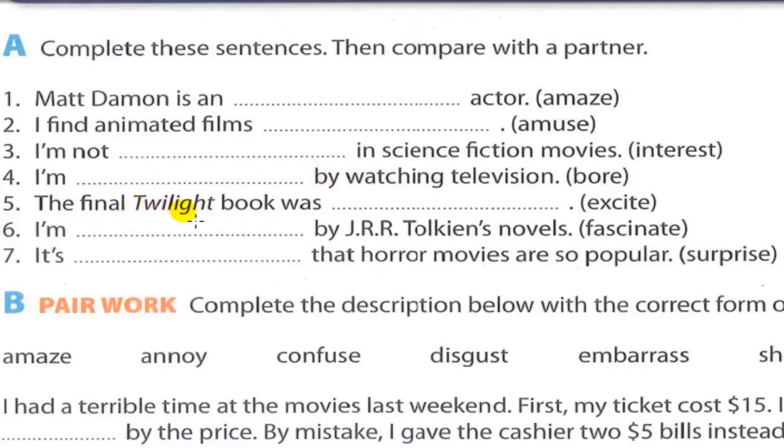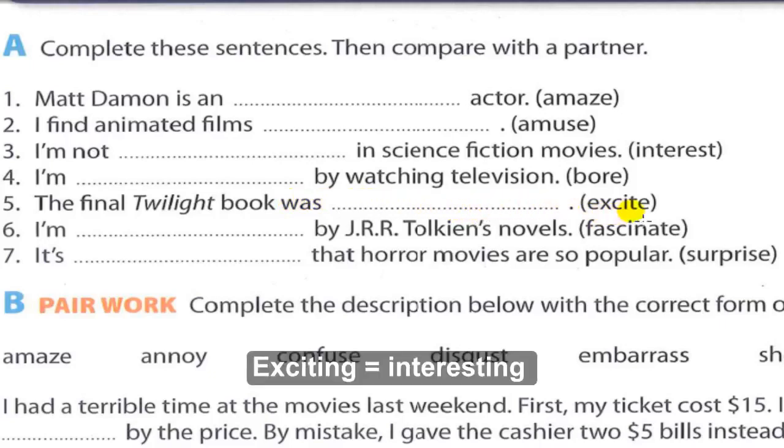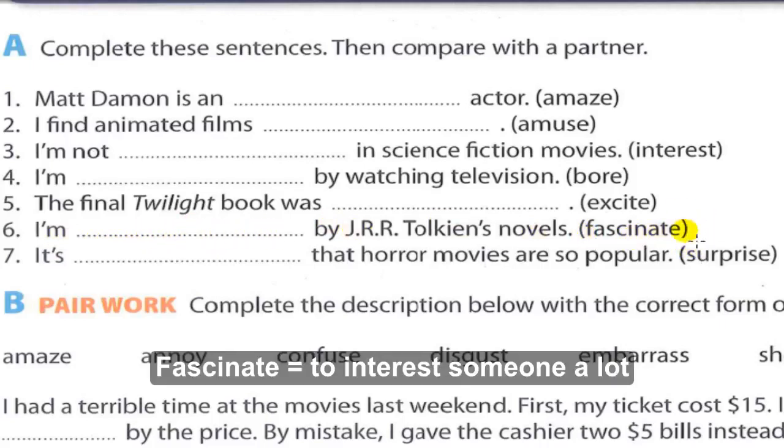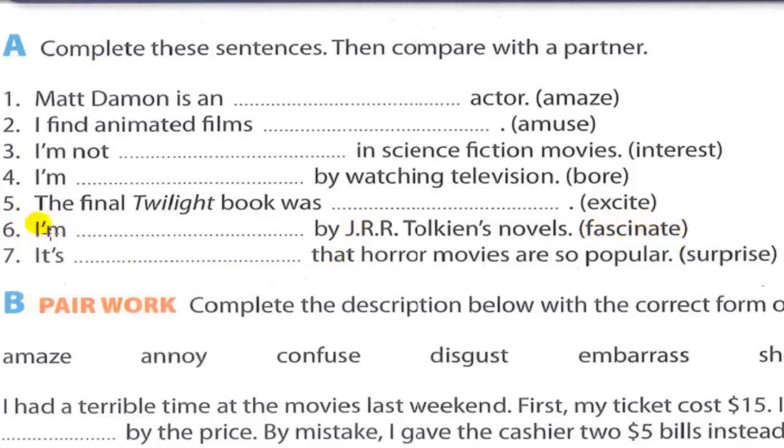5. The final Twilight book was exciting. Exciting, ing, because this is about a book, something. 6. I am fascinated by J.R.R. Tolkien's novel. Fascinated, ed. You add d here, because I describe a person, I.